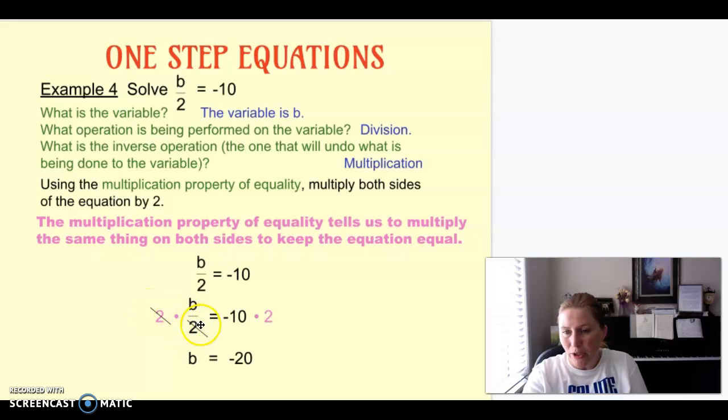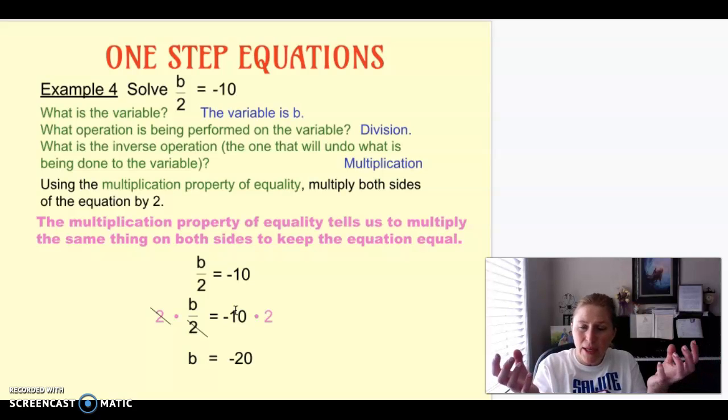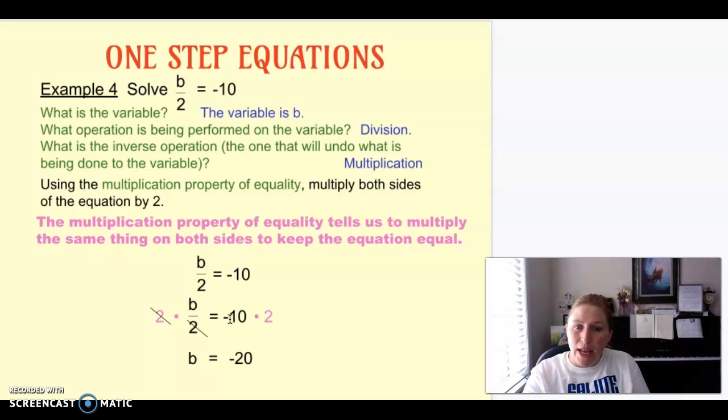Now 2 divided by 2 is 1. I have 1b. If I multiply this side by 2, I have to multiply the other side. I have to keep my equation balanced. It was equal to one thing. Now I multiplied that one thing by 2, so I have to multiply this thing by 2. That way they stay equal. So -10 times 2 is -20. Negative times positive is negative. 10 times 2 is 20.